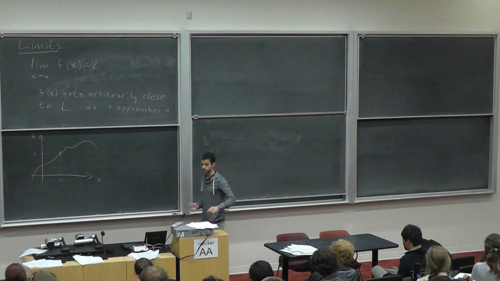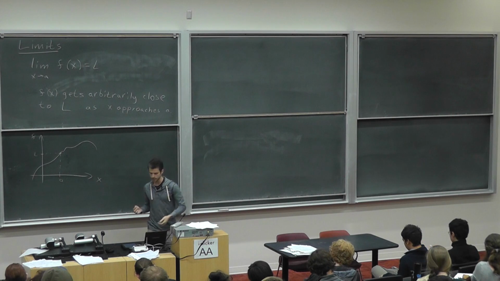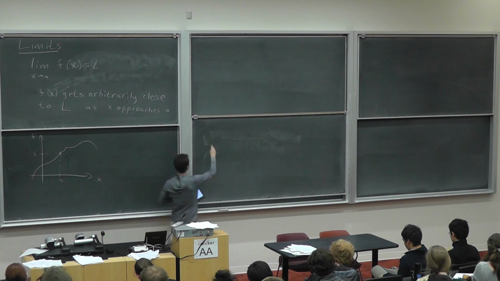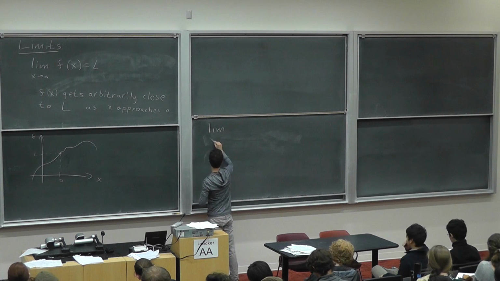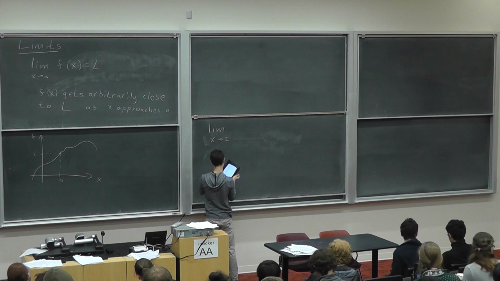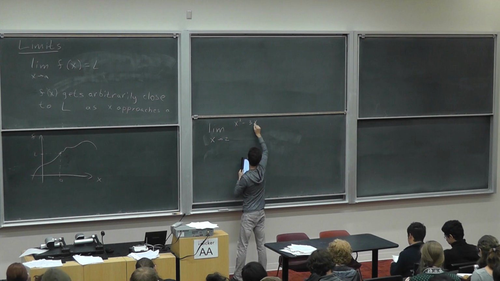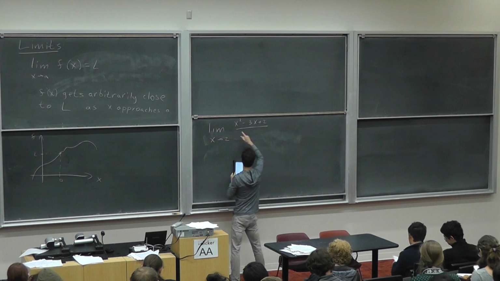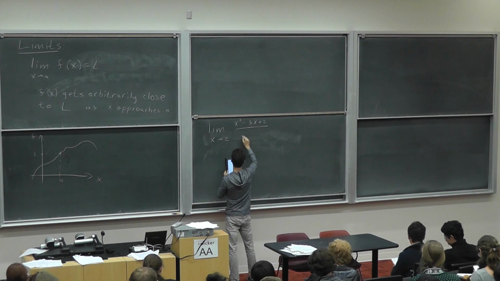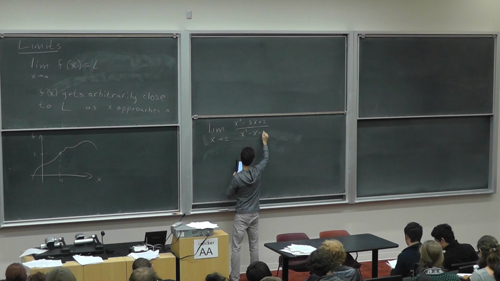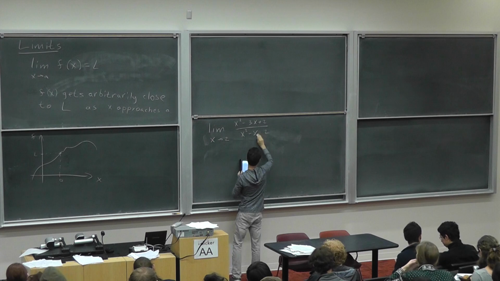So I want to start with a question about limits. Let's compute such a limit. The limit as x goes to 2 of x squared minus 3x plus 2 divided by x squared minus x minus 2.